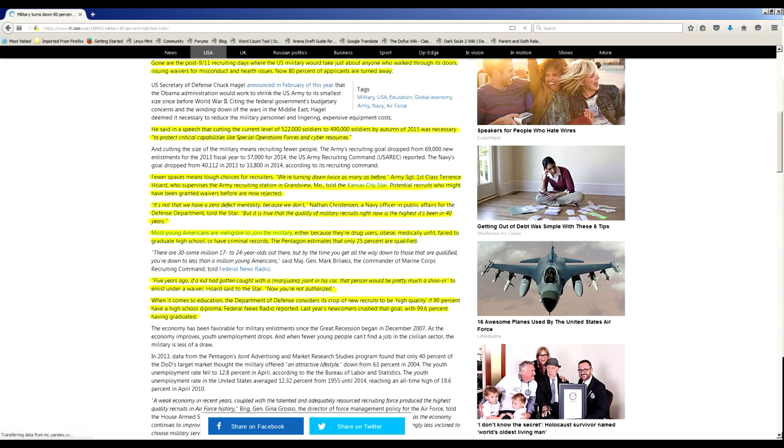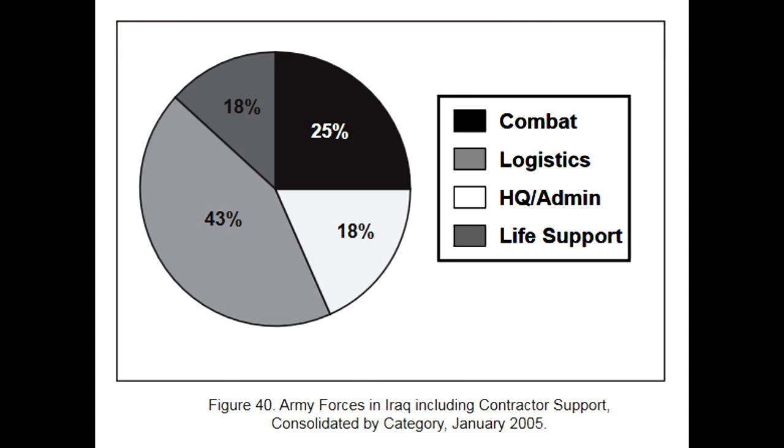So as you can see here, they're looking for fewer high-quality recruits in order to more efficiently perform operations. And as you can see here, only 25% of recruits are combatants. 43% are logistics, 18% HQ admin, and 18% life support. So that seems to indicate that there's a lot more intelligence that goes on behind the scenes of the military combatants. And this is the way that modern warfare is conducted now. We have a lot fewer people that are actually engaged in combat. We have all these intelligence officers and all this other stuff going on behind the scenes. So this way we can conduct warfare more efficiently, hopefully, more intelligently, hopefully, and have fewer lives lost. And that does seem to be the way that we've been going.